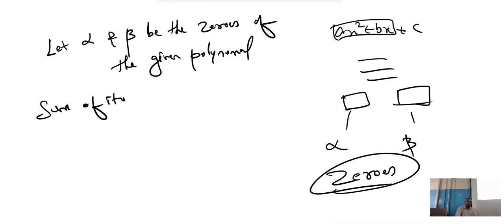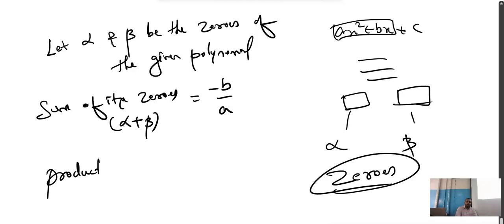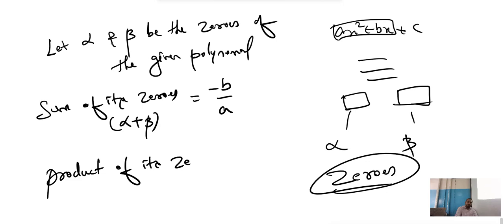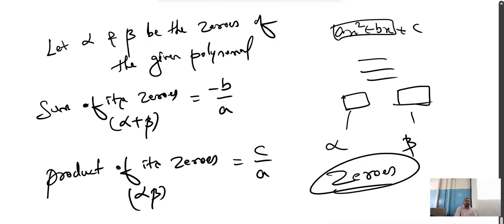Then sum of its zeros means we should add both the answers. Then we have the formula minus b by a. This is called the sum of its zeros. Then we have to multiply, that is the product of its zeros. It means we have to multiply both the answers. How to find? That is c by a. So if they ask you only the formula, you are supposed to write this much. Sum of its zeros is minus b by a. Product of its zeros is c by a. Any doubts? Good.